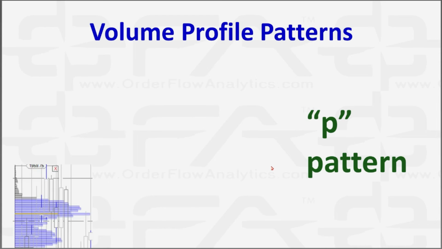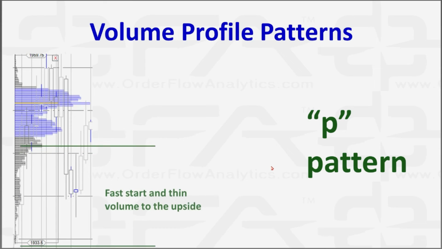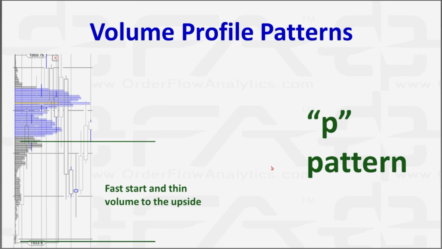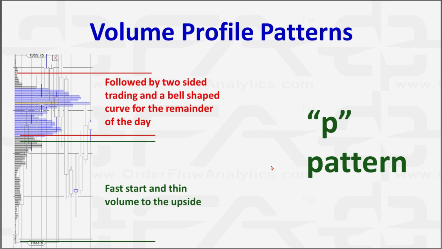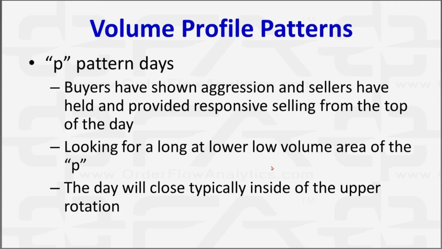What is that telling us, and how does that play into our trade plan for the next day? The P pattern is just the opposite of the B pattern, and we get a very fast start and a thin volume to the upside. We get followed by two-sided trading and a bell-shaped curve for the remainder of the day. And what this is saying is buyers show aggression. Sellers never push back down into that thin area, but sellers have held in that area and provided responsive selling from the top of the day.